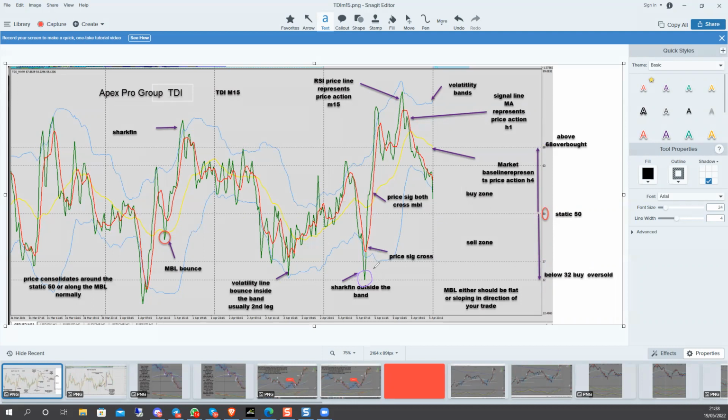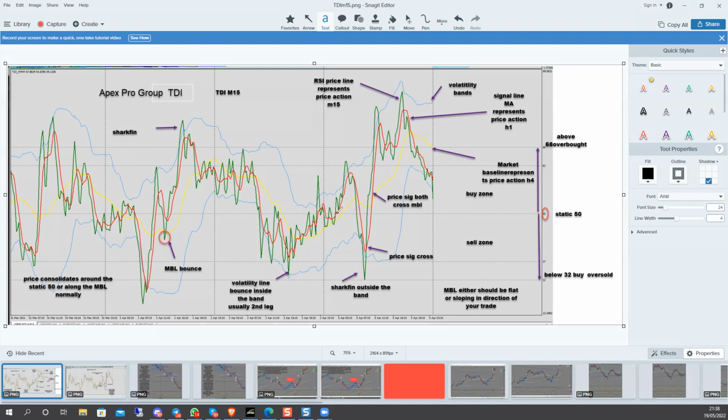After that, the green line goes back inside and crosses the signal line here. That's a confirmation of M15 and then H1. And then when the green price line crosses the market baseline here, and the MBL has also turned away from the downward direction and is up and not flat, that is another sign that price is going up with a big impulse.